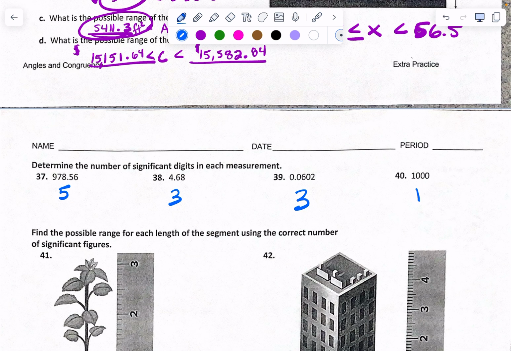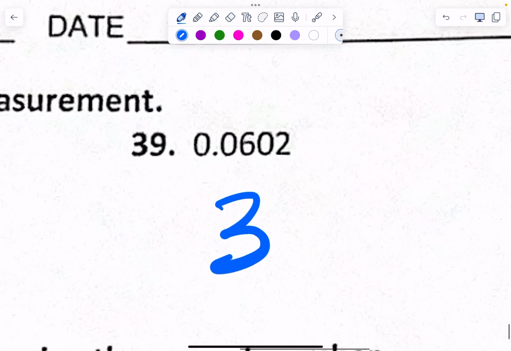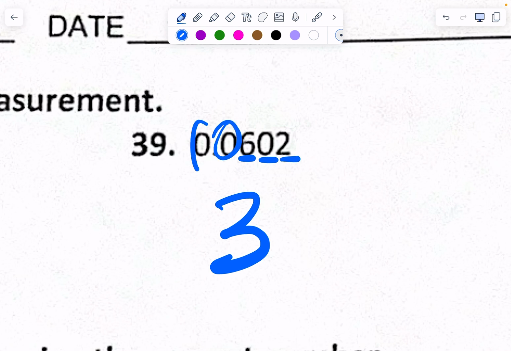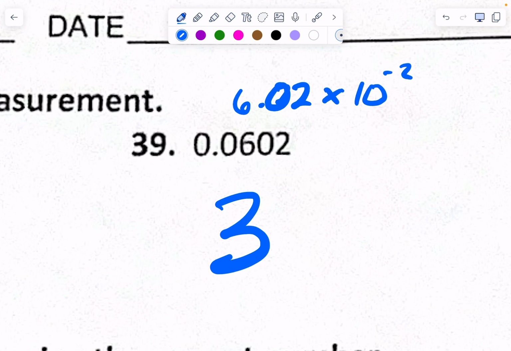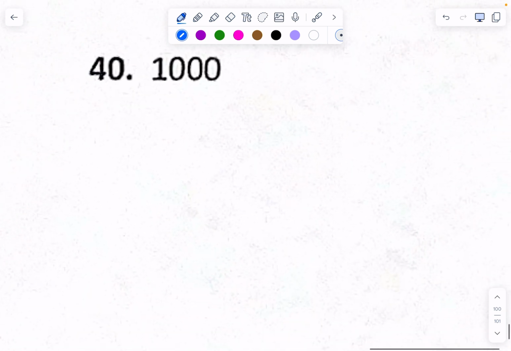You did. Okay, which numbers are significant here? 602. This is just spacing the decimal. It's not significant. Neither is this one, because it's just spacing the decimal. One way of thinking about it is if I were to put that number in scientific notation, I would put 6.02 times 10 to the negative second power. All this 0 goes away and this 0 goes away when I put it into scientific notation.